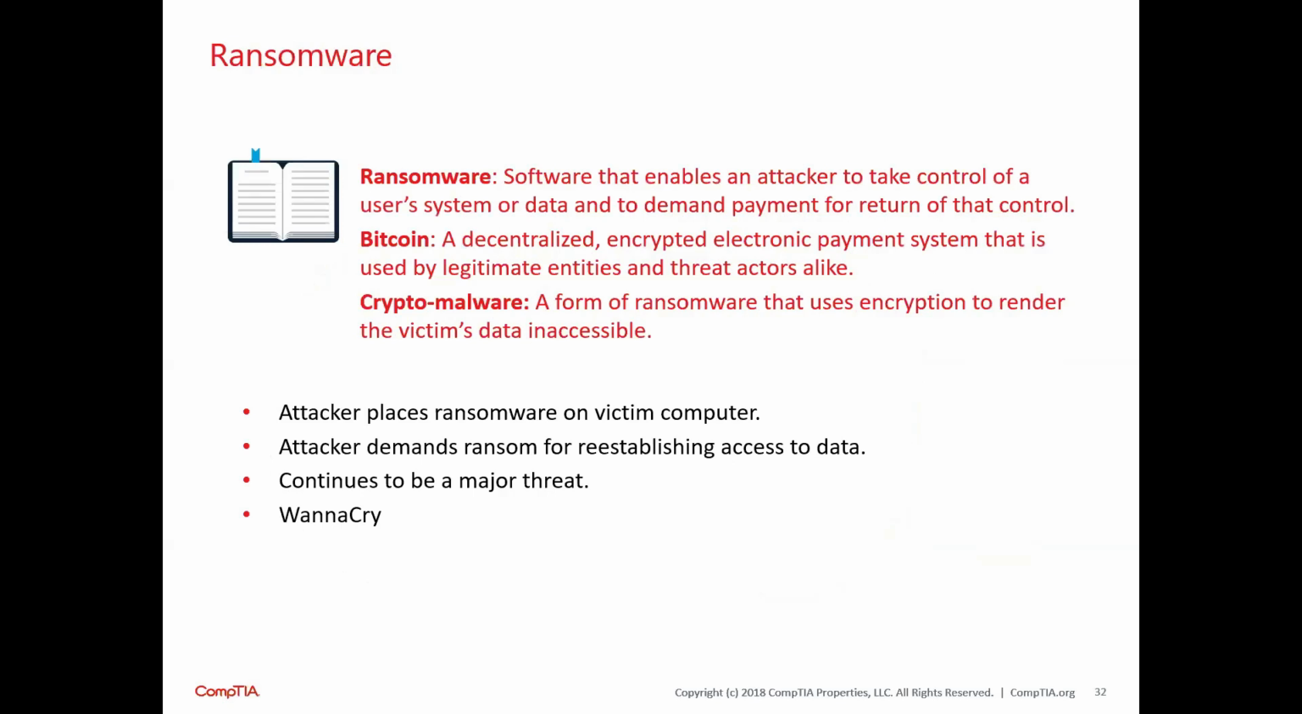Yeah. And we know about ransomware. Software that enables the attacker to take control, and normally they demand payment. And we have Bitcoin. Normally, Bitcoin and crypto malware are related because they want us to send the payment in the form of Bitcoin. So crypto malware is a form of ransomware that uses encryption to render the victim's data inaccessible. Most common ransomware will encrypt data on a victim computer or infected computers.